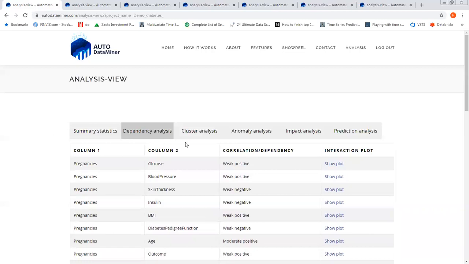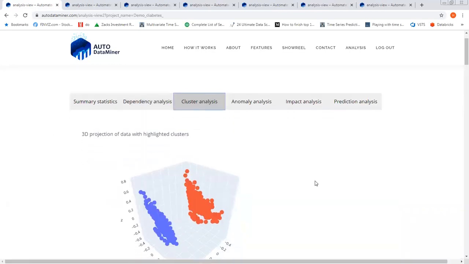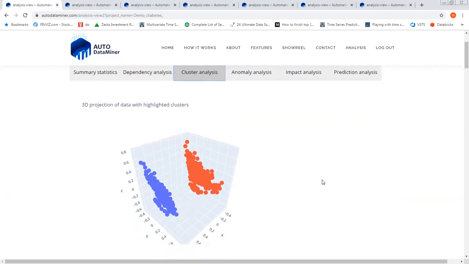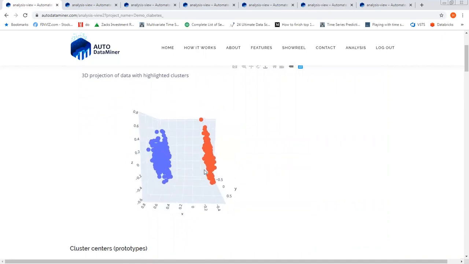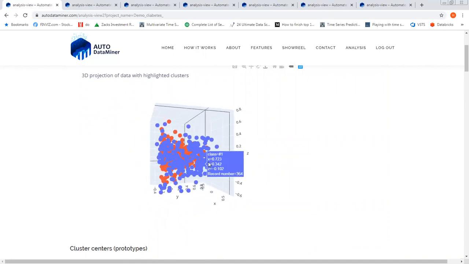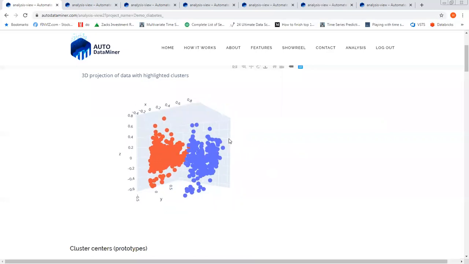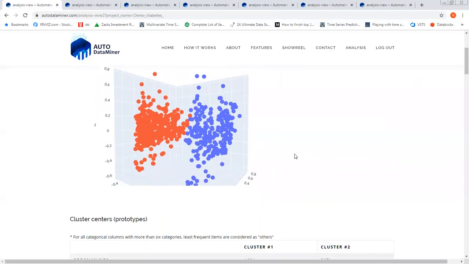The third type of analysis is called cluster analysis. In cluster analysis, the system tries to group data. Based on the definition of clustering, the system tries to group similar objects in the same clusters and dissimilar objects in different clusters. If you remember, we had around 8 columns, so the system projects the data into 3-dimensional space. You see the system clustered the data into 2 clusters, and 2 was detected by the system as the best number of clusters for this data set.